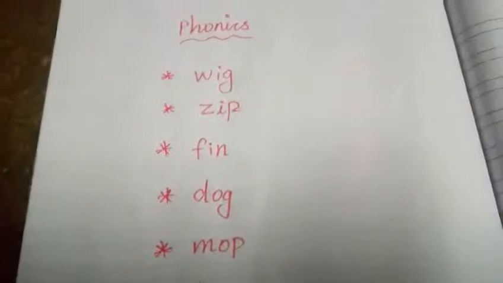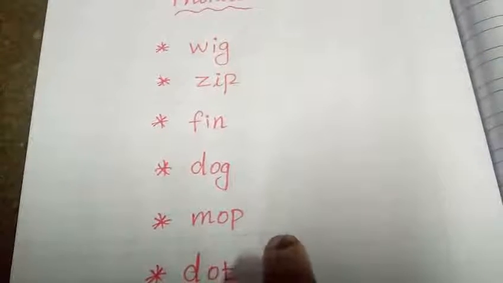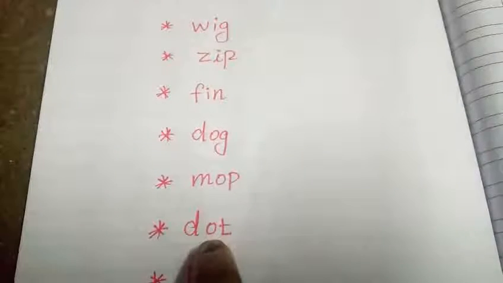Are you ready? Yes. Wig. Zip. Fin. Dog. Mob. Dot. Bud. So, my dear children, are you clear from this phonics?